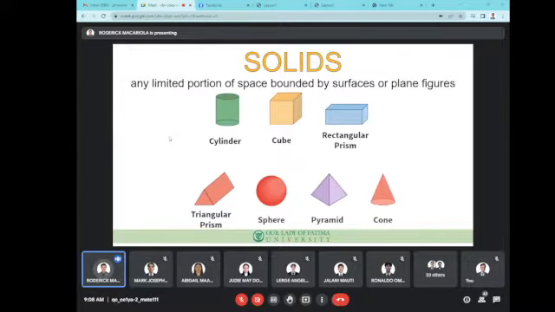These are different examples of solids that we shall be using in our problems, in our examples, even in your examinations. Ito yung mga iba't ibang uri ng mga solids na makikita niyo. We have the cylinder, the cube is like a square in 3D, a rectangular prism, triangular prisms, sphere, pyramids, and cones. I did not see a sphere.